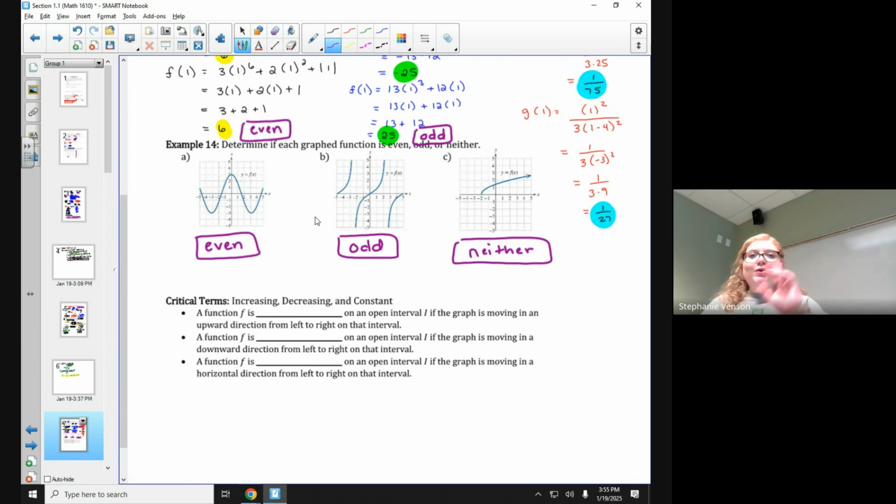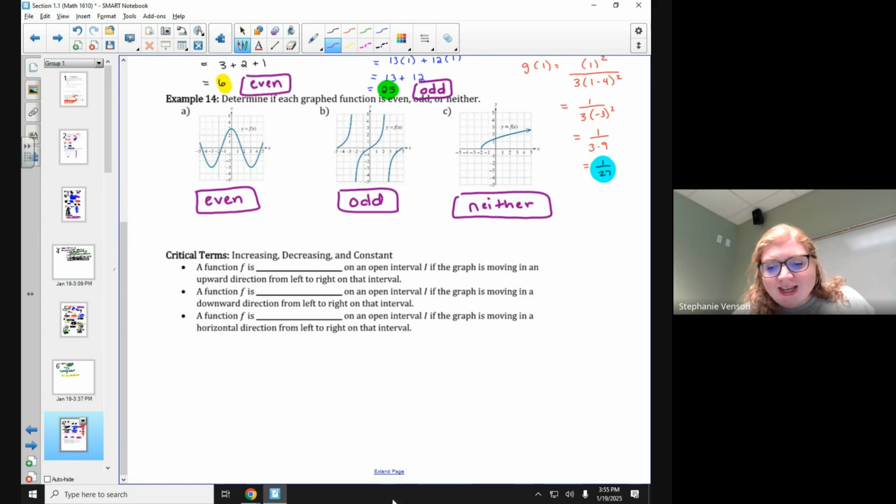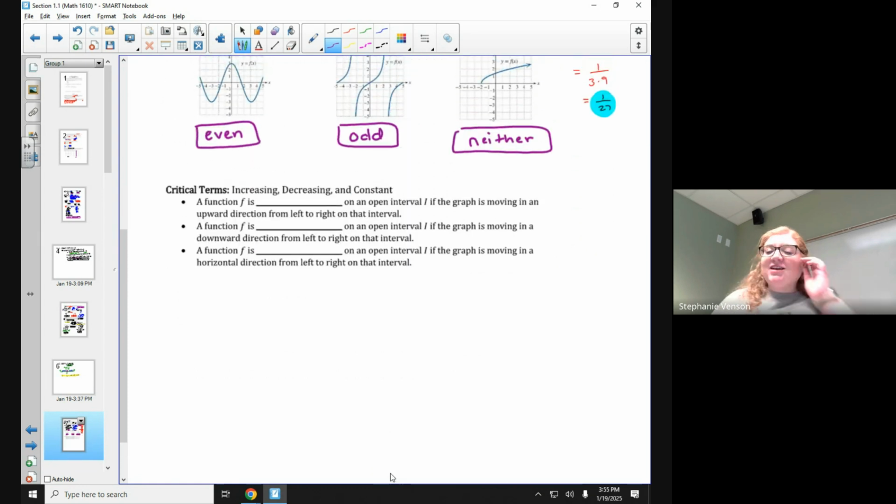Okay, so again, you have one example of each. All right, and here is our very last concept for section 1.1: increasing, decreasing, and constant. And it is pretty simple. Here are our definitions. These are the formal definitions, but they're not too bad the way that they're written in here.